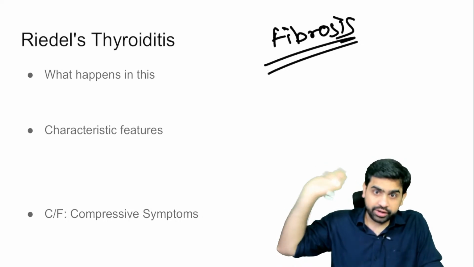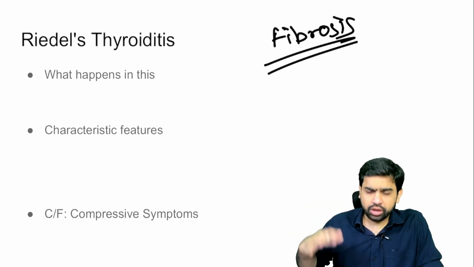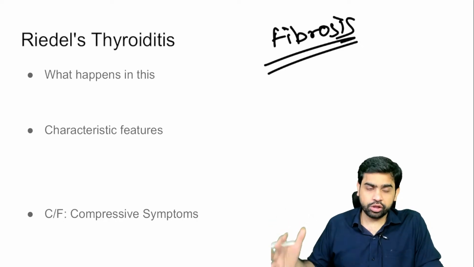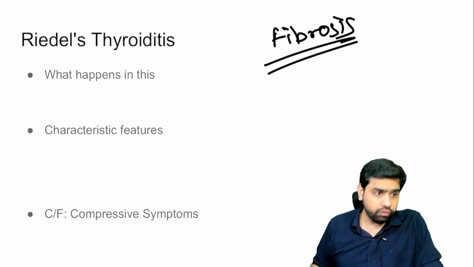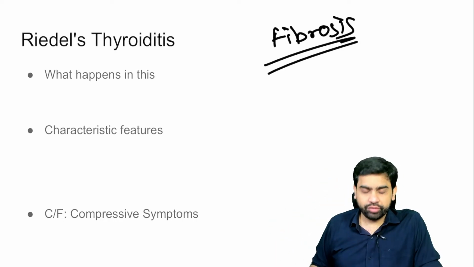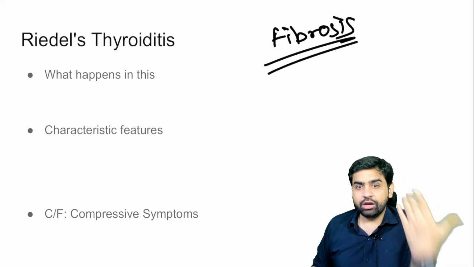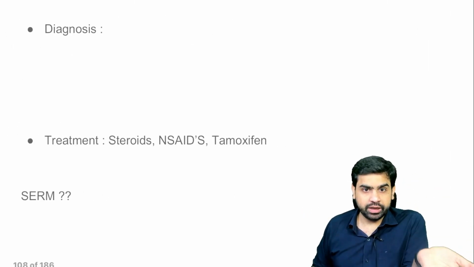The difference is that Riedl's thyroiditis is a self-limiting condition, and you basically give the patients some selective estrogen receptor modulators and steroids in order for it to get treated, right? But anaplastic carcinoma thyroid has a very, very poor prognosis, and you have to give palliative therapy to those patients, okay?